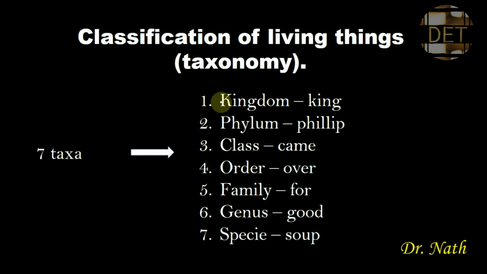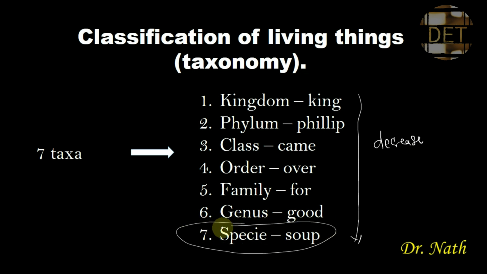So these are the 7 taxa: kingdom, phylum, class, order, family, genus, and species. Another important thing to note is that as you progress from the kingdom to the species, the number of organisms starts decreasing. There will be a decrease in the number of organisms from kingdom to the least, which is species. So species has the smallest number of organisms.